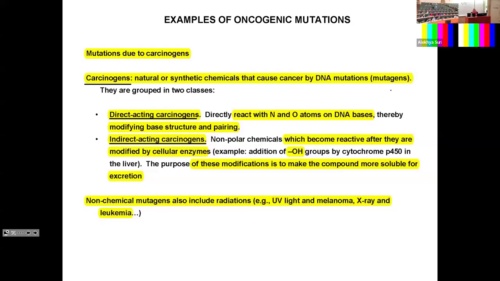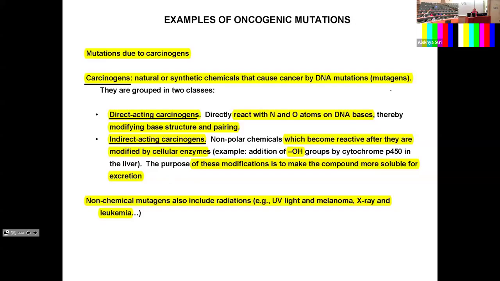So what happened is that these are the carcinogens, right? So there are two different types of carcinogens. This is what I want you to know. Natural or synthetic chemicals that cause cancer by DNA damage. You have two. One is the direct active carcinogen, because the same carcinogen directly reacts with the N or O atoms of the DNA bases.